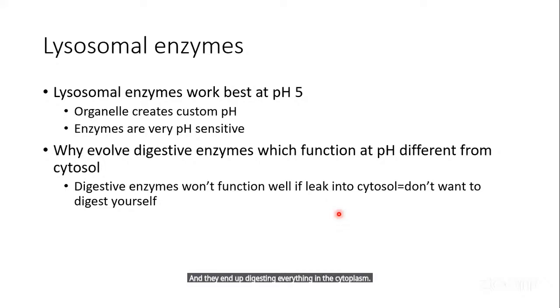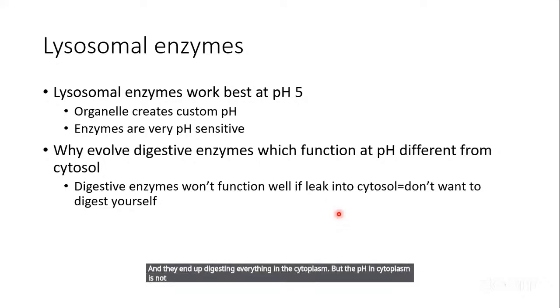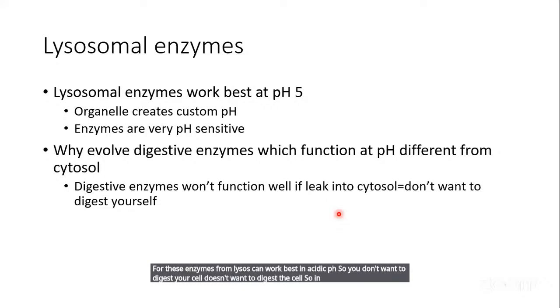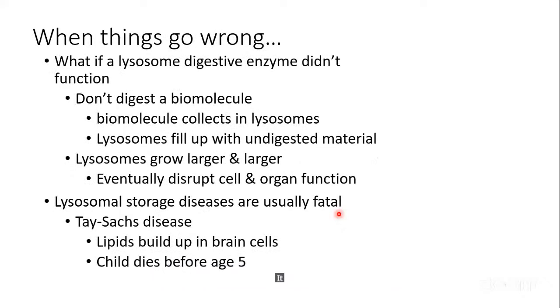But the pH in the cytoplasm is not favorable. It is 7.2. But these enzymes from lysosomes work best in acidic pH. The cell doesn't want to digest itself. So in case there's any leak of enzymes from the lysosome to the cytosol, they will not function properly.